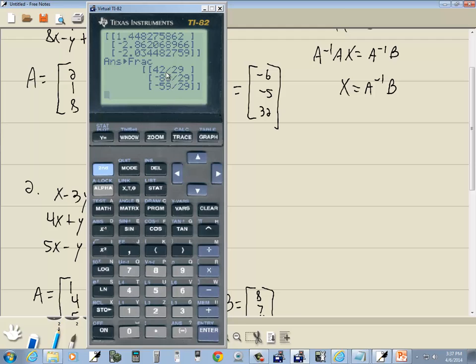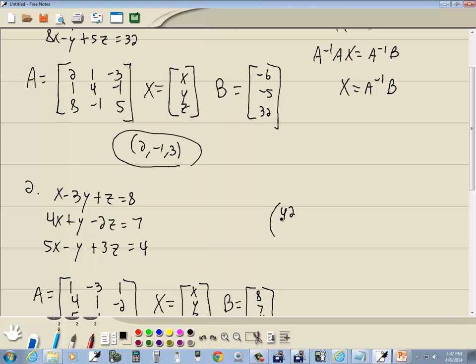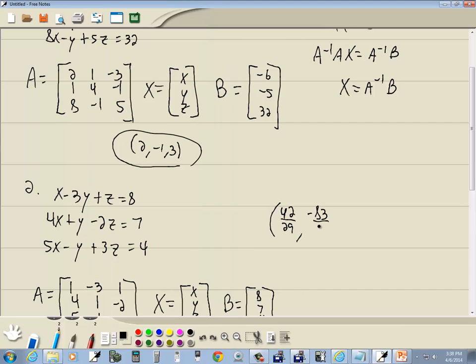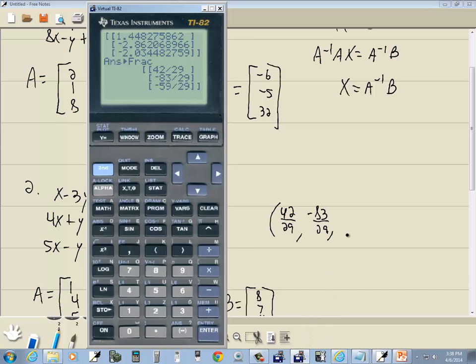So this is our x, 42 over 29. This is our y, -83 over 29. And this is -59 over 29, or z. So x is 42 over 29, y is -83 over 29, and z is -59 over 29.